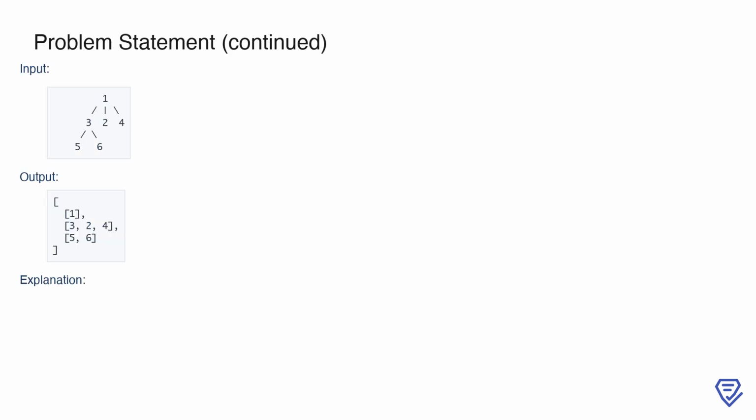Let's illustrate this with an example. Consider the N-ary tree shown here. The root node has a value of 1, and it has 3 children with values 3, 2, and 4. Node 3, in turn, has 2 children with values 5 and 6, while nodes 2 and 4 do not have any children. The output for the level order traversal of this tree would be a list of lists. First, a list containing just the root node value, 1, followed by a list of its children, 3, 2, 4, and finally a list for the children of node 3, which are 5, 6.